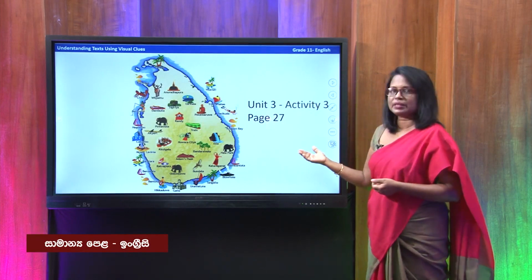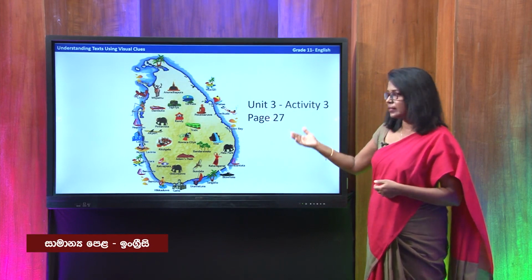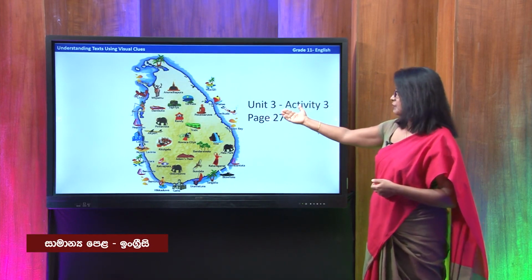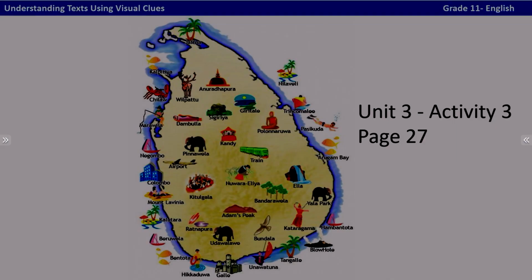Now look at this one. This is a map of Sri Lanka. And I have taken this image from your textbook. It's in Unit 3, Activity 3, which is on page 27. What can you see there? You can see lots of pictures on this map, and each picture shows some information about that particular place.